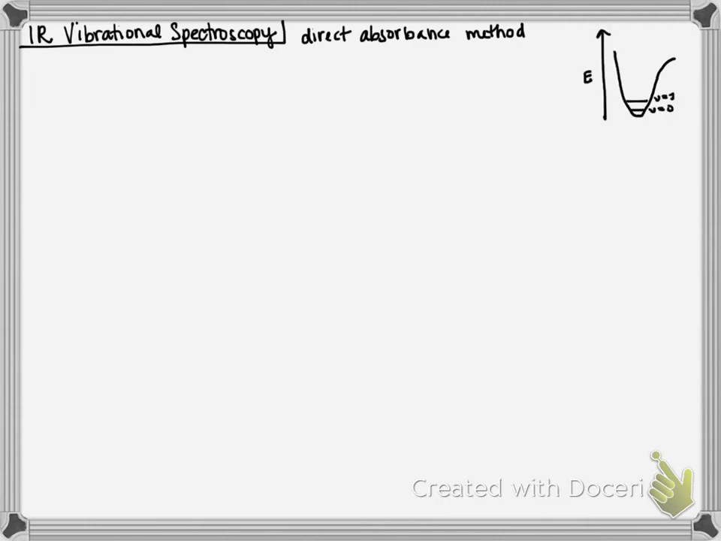So we had this lovely picture, right? Both of our vibrational levels are within the same electronic state. There's no other electronic state involved when we're doing infrared spectroscopy, because infrared light is low energy.